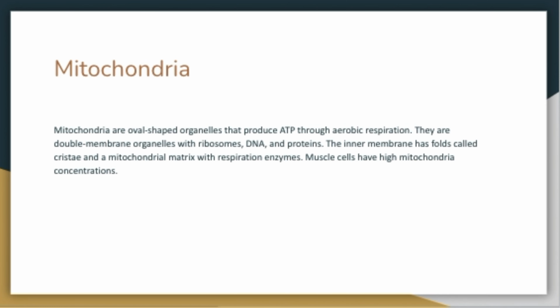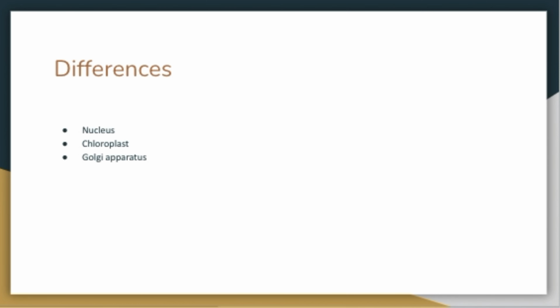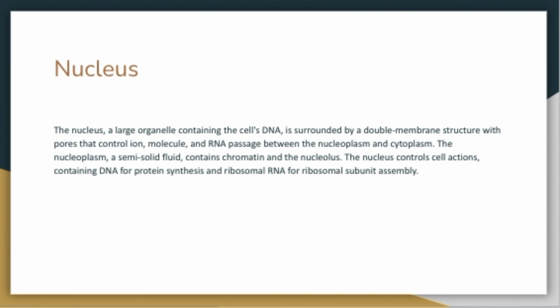Mitochondria make adenosine triphosphate via respiration. Muscle cells have a very high concentration of mitochondria because they are highly active and need a lot of energy to keep the body moving. Some of the differences are nucleus, chloroplast, and Golgi apparatus.